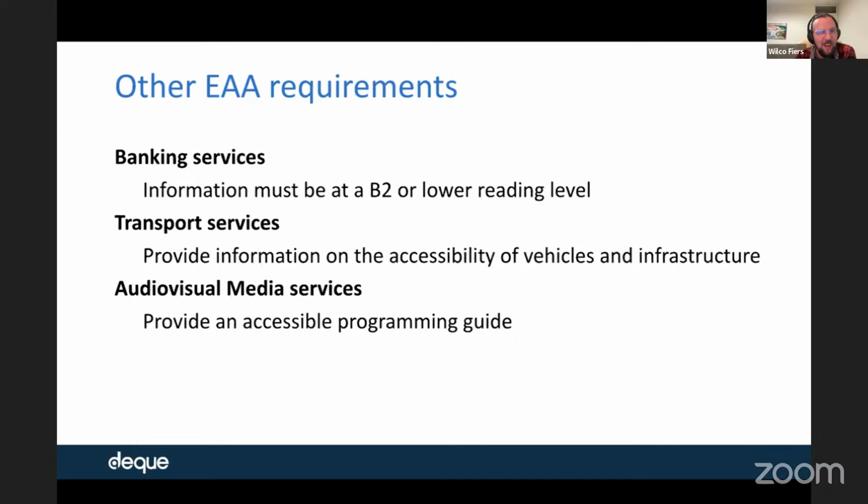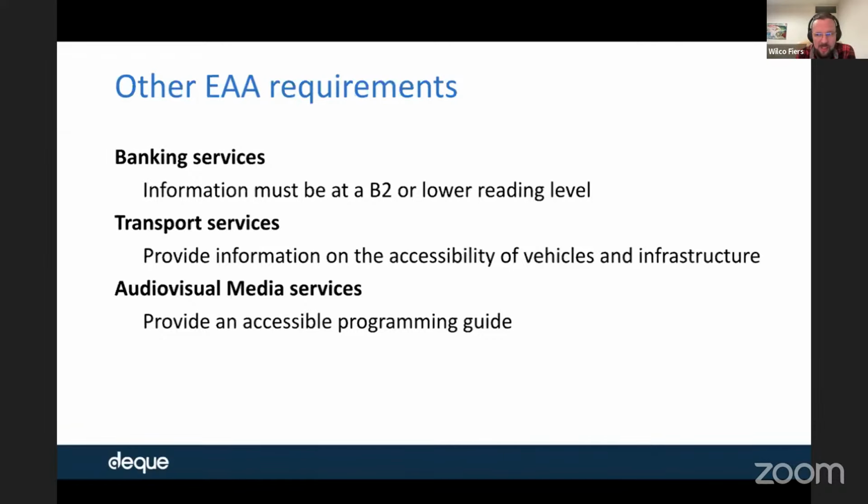Banking services are required to provide information in a B2 or lower reading level. If you're not familiar with reading levels, they go from A to C, C3 I think it goes up to. A B2 is, I think, a third grade reading level. In the US, it's a reading level that most adults will have mastered. It means banks are now required to make their information readable and understandable to people.